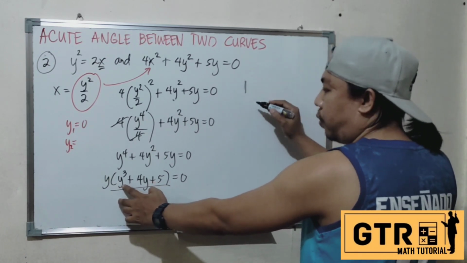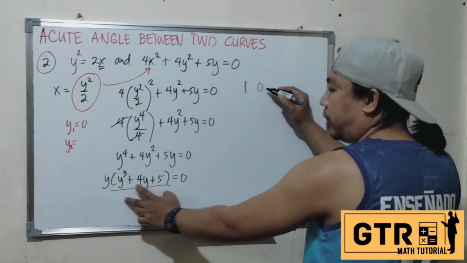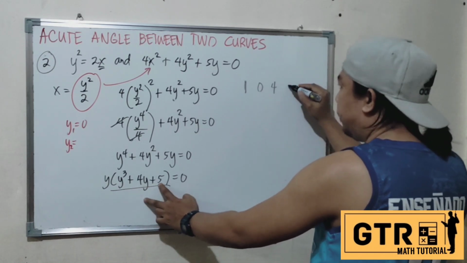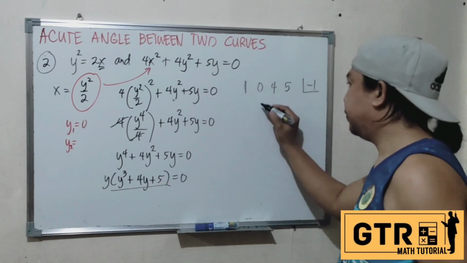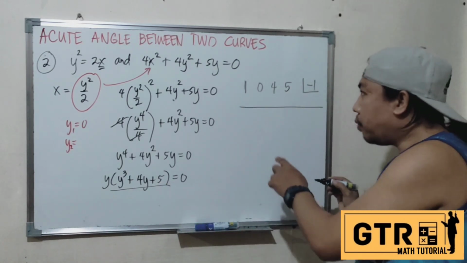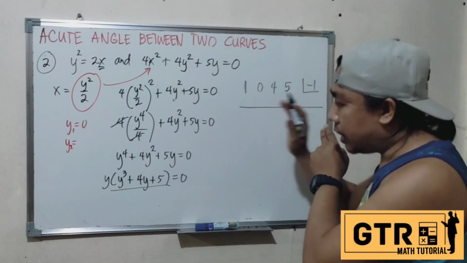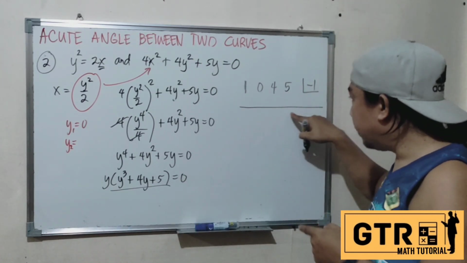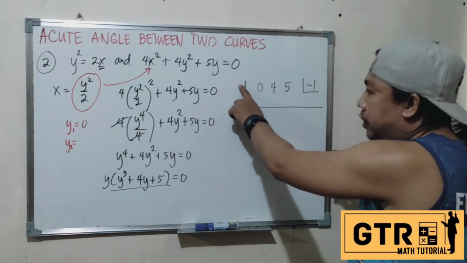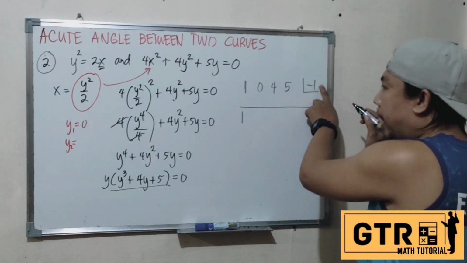So we have 1 for y cubed, 0 for y squared, 4 for y, and 5 for the constant. So we will try negative 1. So try negative 1, the remainder must be 0, so that negative 1 is a solution if the remainder is 0. So by synthetic division, bring down 1, multiply by negative 1.